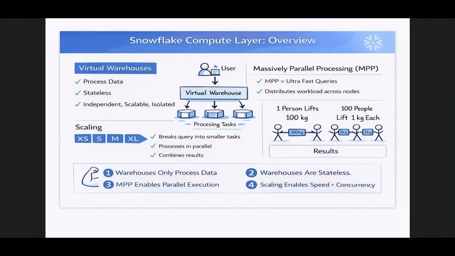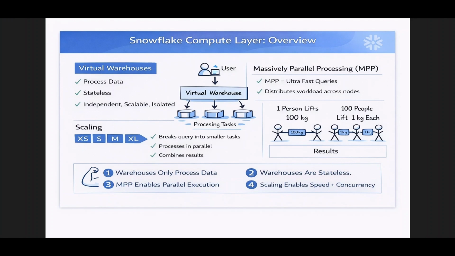So the key advantages of a warehouse is it's independent, it's isolated, scalable, and stateless. This means two teams can run heavy queries on the same data at the same time using different warehouses without slowing each other down. This is a huge architectural advantage.